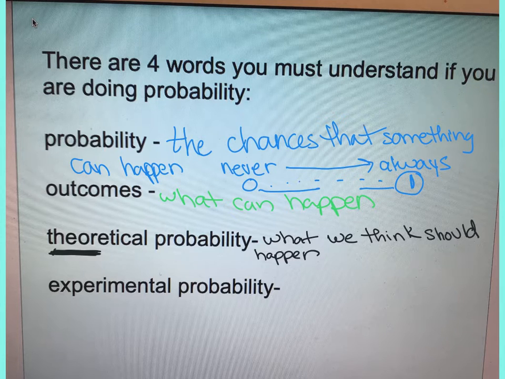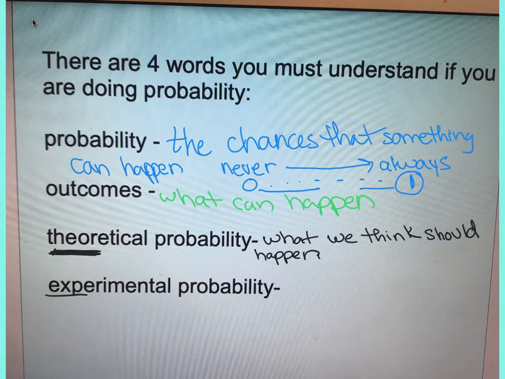But we know that if we only flipped a coin twice, you could easily get heads and heads. And that's not heads half the time. The reason that doesn't happen is because your experiment that you're doing isn't enough. Where if you flip the coin 100 times, probably about half the time we would get heads. It would kind of average out. So it's what we think should happen. We use a formula for that, which we'll talk about in a little bit.